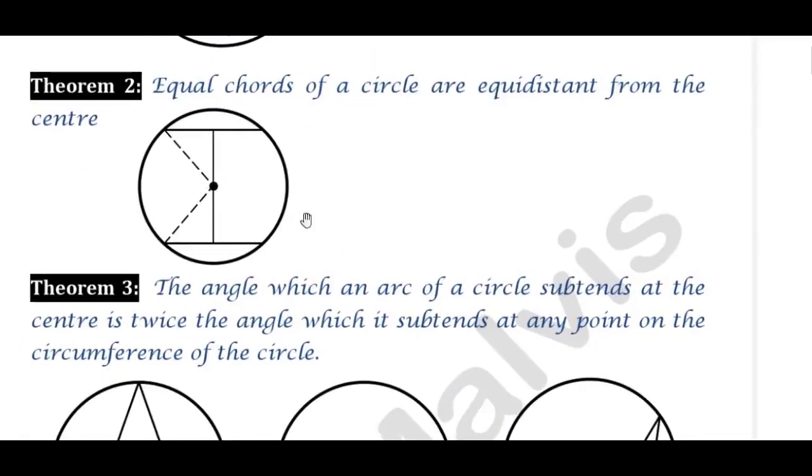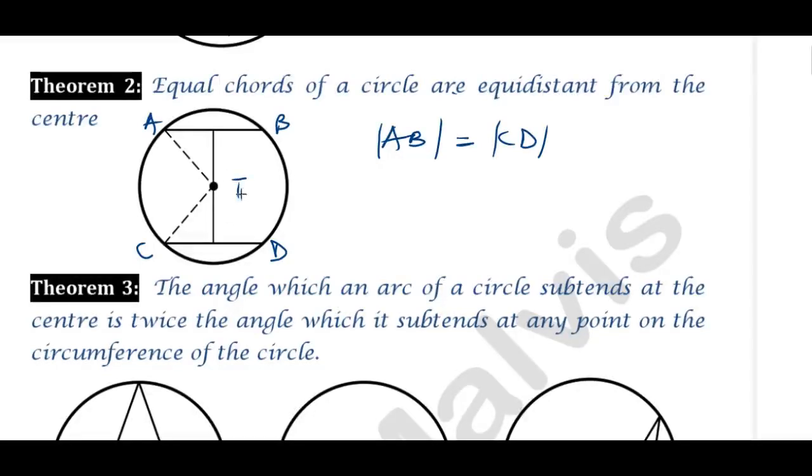Alright, theorem 2. Equal chords of a circle are equidistant from the center. Okay, so let's say this is chord AB. This straight line is the chord, then this is chord CD. So what are they saying? Equal chords. So if AB equals CD, if they are of the same length, all right? So this theorem is saying that they are equidistant from the center. That is, they have equal distance from the center of the circle.